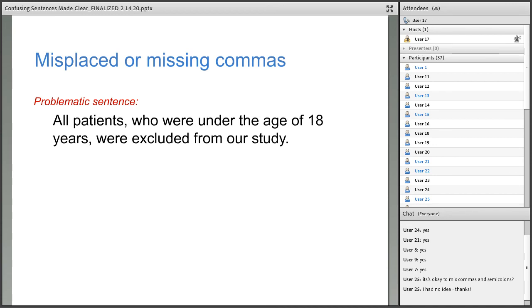Now let's take a look at the importance of placing commas properly in scientific writing. In the sentence, "All patients, who were under the age of 18 years, were excluded from our study," there are commas present, so the sentence means that all patients were excluded from the study. But that's clearly not what the author of the sentence intended to say.